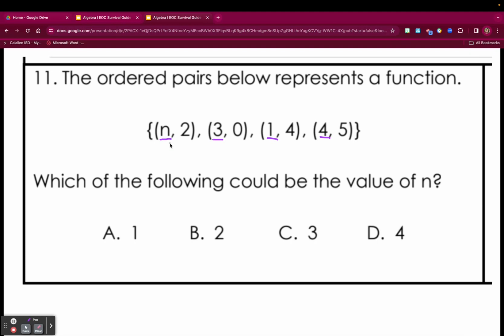So if I were to put any of those numbers in place of n, it would automatically make it not a function. So when I look at my answer choices, I notice that I have 3, 1, and 4 as options for my answer. So I'm going to automatically go ahead and cross those out because if I were to replace them for n, it would automatically make it not a function. So the only answer choice that I have left is 2. So if I were to put a 2 in place of n, I would have 2, 3, 1, and 4 as my x values, and it would stay a function. So here my answer is B.